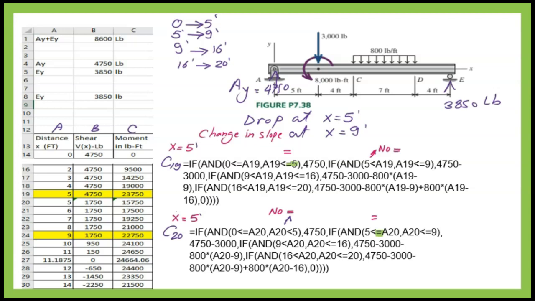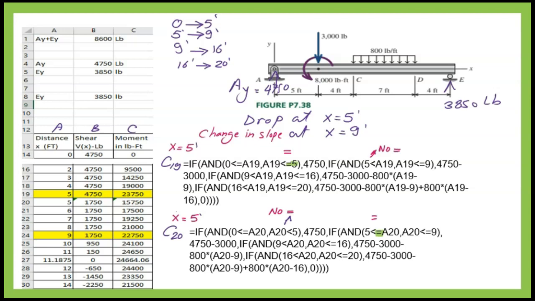These are the regions from 0 to 5, from 5 to 9, from 9 to 16, and from 16 to 20. This is starting for the 3 columns. The distance x in feet, and this is the shear V of x in pounds, and the third column expresses the value of the moment in pound-inch.